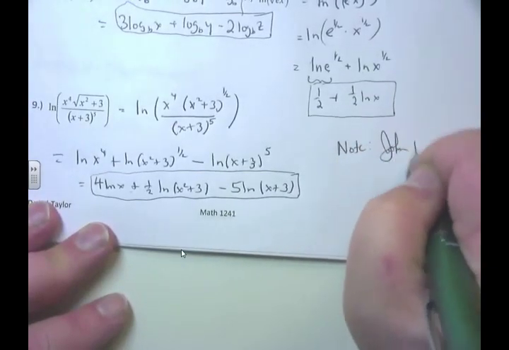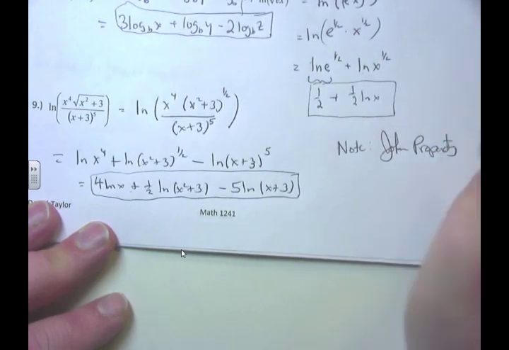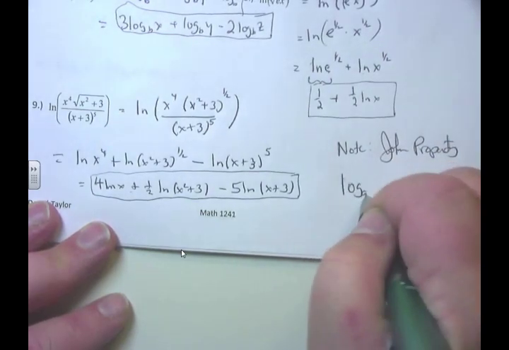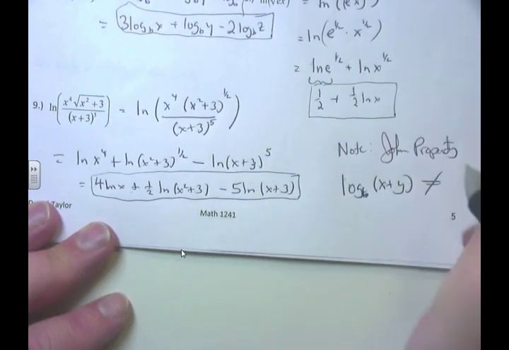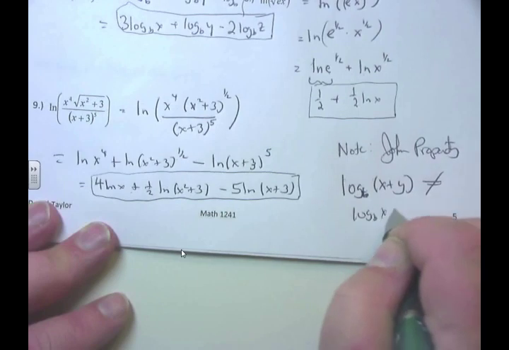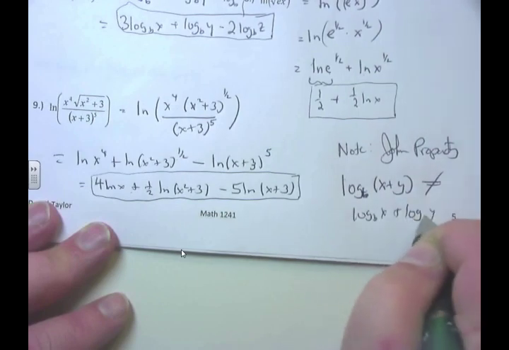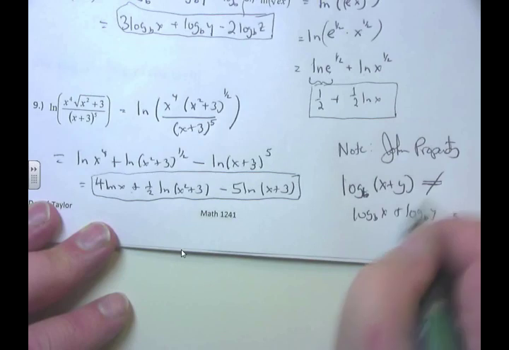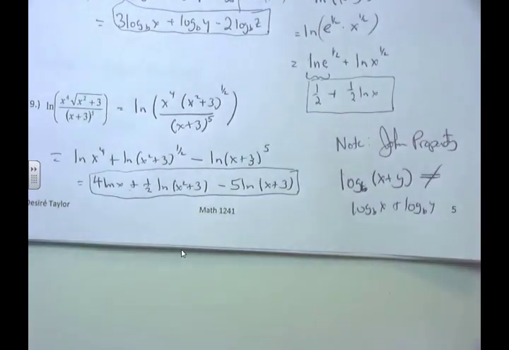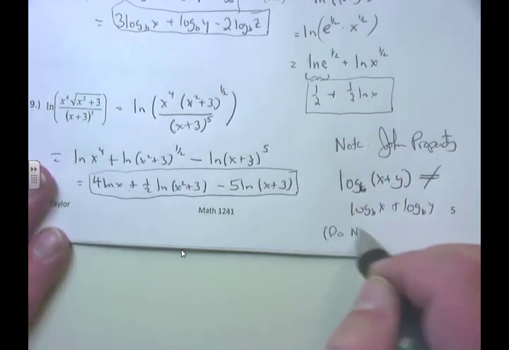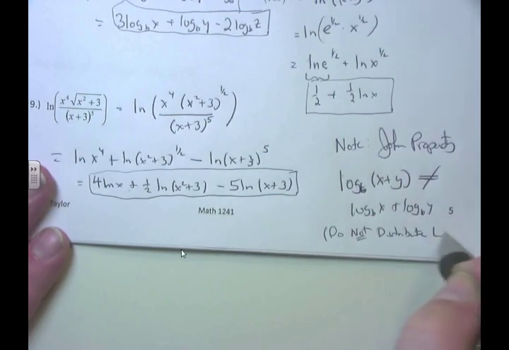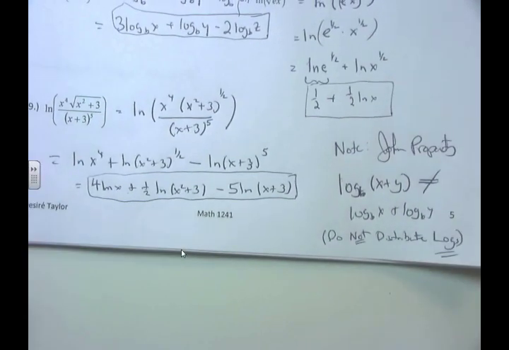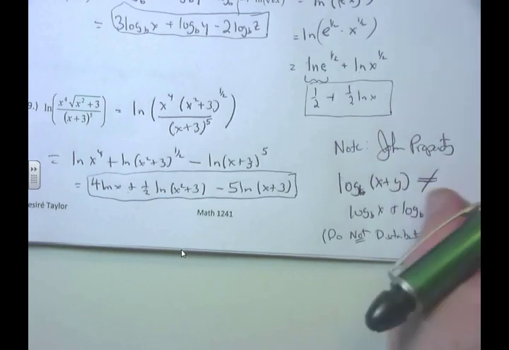This is a John property. The John property is this. The log base b of x plus y does not equal the log base b of x plus the log base b of y. Does not equal. Do not do this. And the reason why is you don't get to distribute logs. Do not distribute logarithms. You can't do it. It's an illegal move.